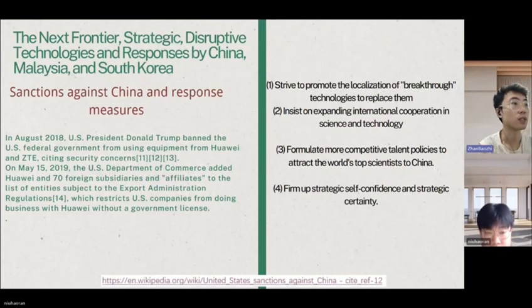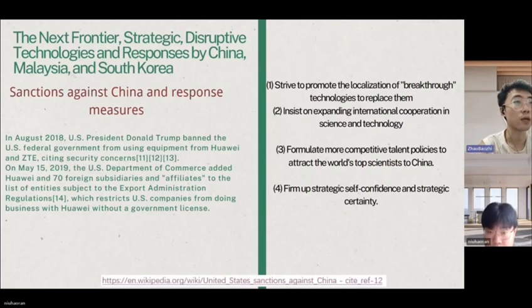companies from doing business with Huawei without a government license. So China has four steps to respond. The first one is to strive to promote the localization of breakthrough technologies to replace them. The second is to insist on expanding international cooperation in science and technology. The third is to formulate more competitive talent policies to attract the world's top scientists to China.